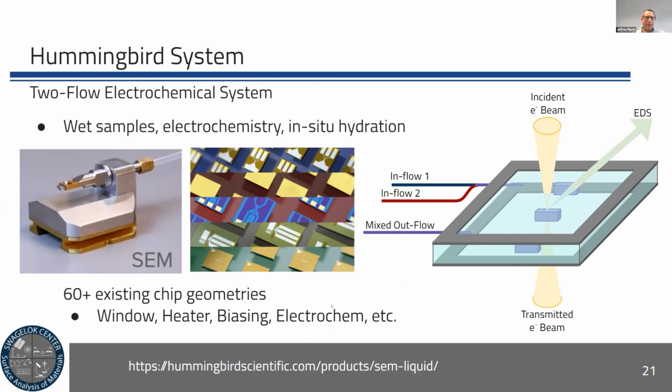And it's based on these chips where you can have window chips to recreate, for instance, you put in a wet sample that then is isolated from the high vacuum SEM chamber. So it forms an environmental cell. So you can image a sample in its native environment, as well as you can heat it, apply electrical biases, do electrochemistry.